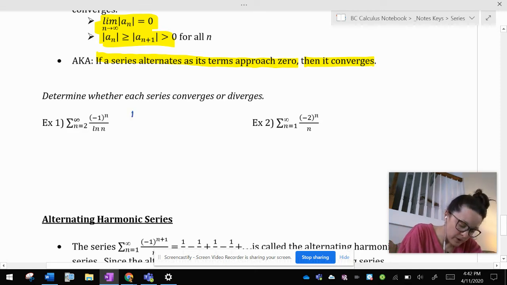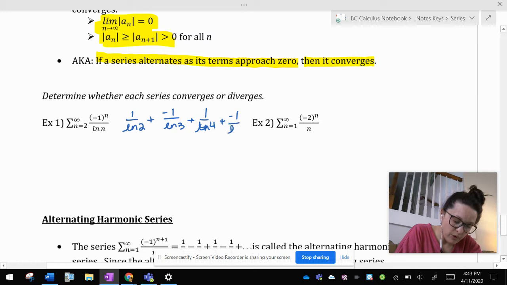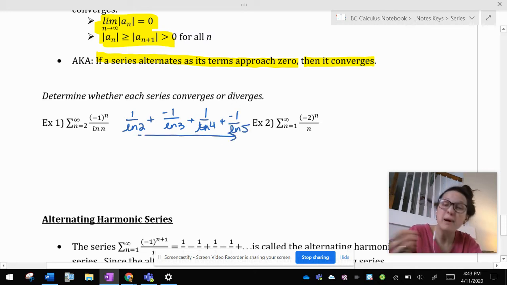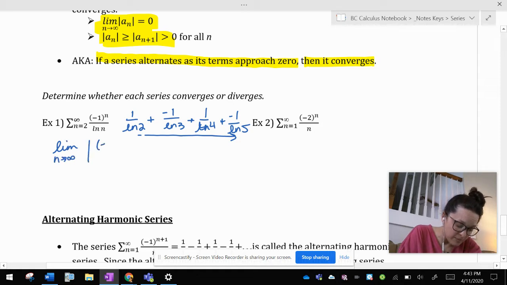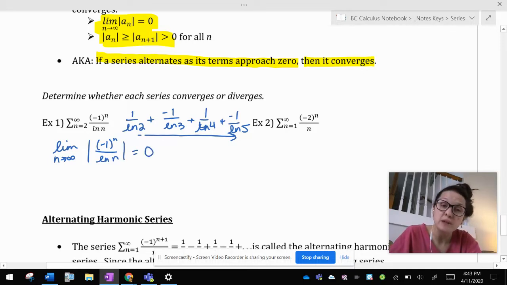When n equals 2, this is going to be 1 over ln 2. When n equals 3, it's negative 1 over ln 3, positive 1 over ln 4, negative 1 over ln 5. Yeah, okay, that alternates. Now, as we move along, my denominator is growing, which means the value of the fraction is shrinking, and it is going to 0. The limit as n approaches infinity of the absolute value of the terms is most definitely 0. So since it alternates and the terms go to 0, this converges.